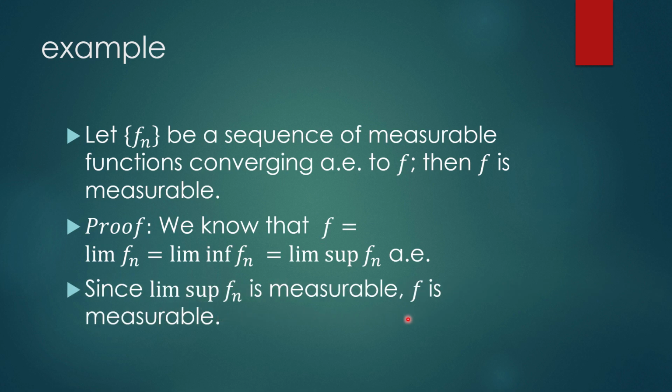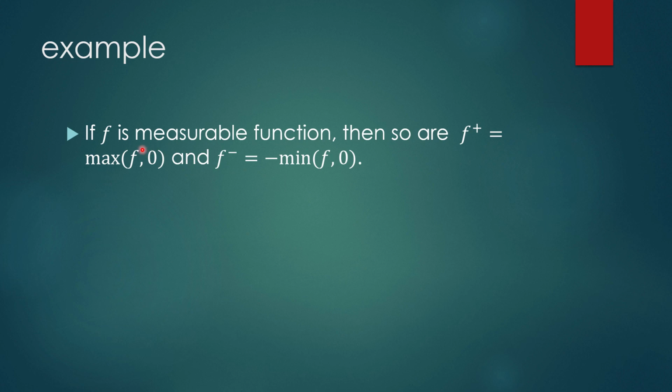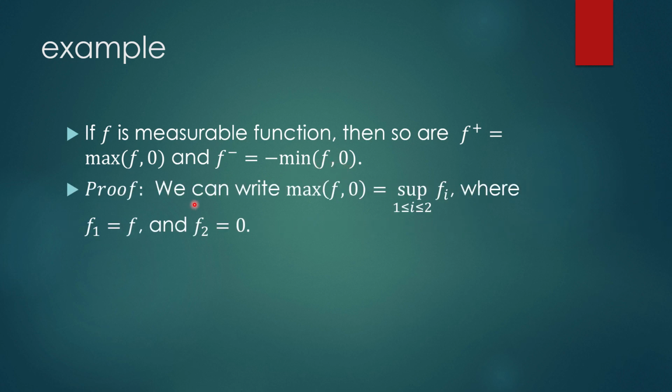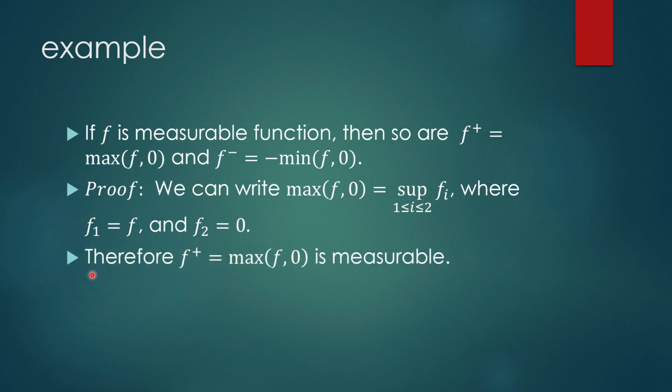If f is a measurable function, then f positive, which is the maximum of f and 0, and f negative, which is the negative of the minimum of f and 0, are also measurable. Because we can write maximum of f and 0 as the supremum of fi, i running from 1 to 2, where f1 is equal to f and f2 is the constant 0 function. Therefore, f positive is measurable.